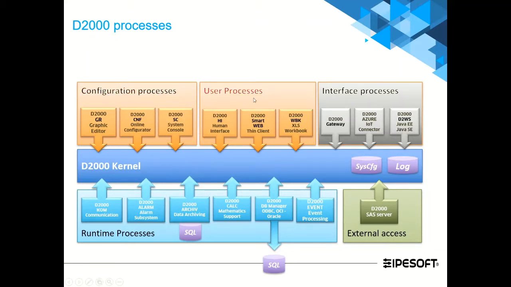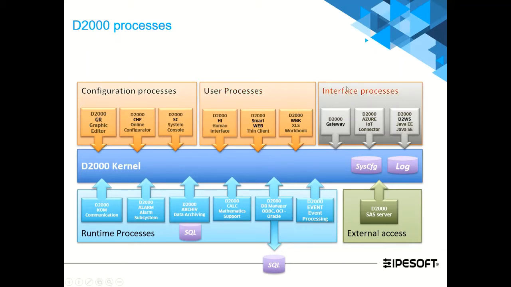As for user processes, D2000 human interface is our FAT client, which is used by ordinary users. Smart Web and Think client is our web-based technology which can display schemes in a web browser, and also it can be used to program dashboards with responsive design, which are more suitable if you need to get your data to users with tablets or phones which have different sized screens. Our D2000 Workbook is a plugin for Excel which provides access to both real-time data and archive values.